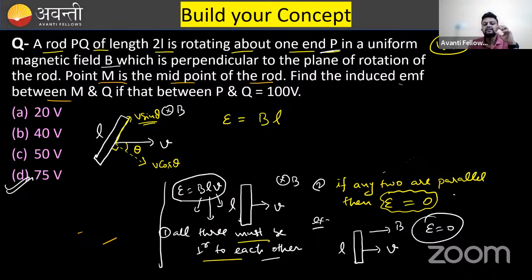So V sin theta is not creating any sort of EMF because it is parallel to the length. Which component of velocity will create EMF? That is V cos theta. Very good, Gandhinagar. So EMF induced will be BLV cos theta. Clear?